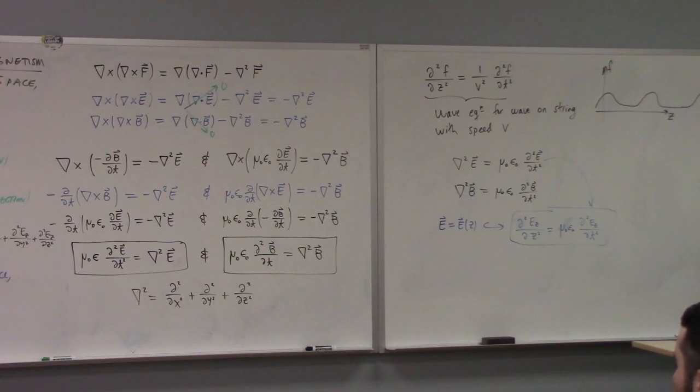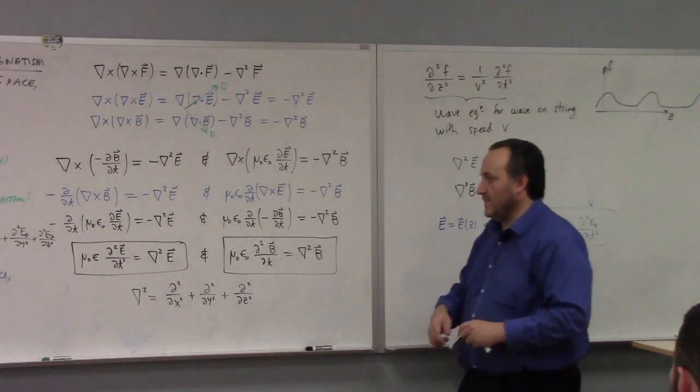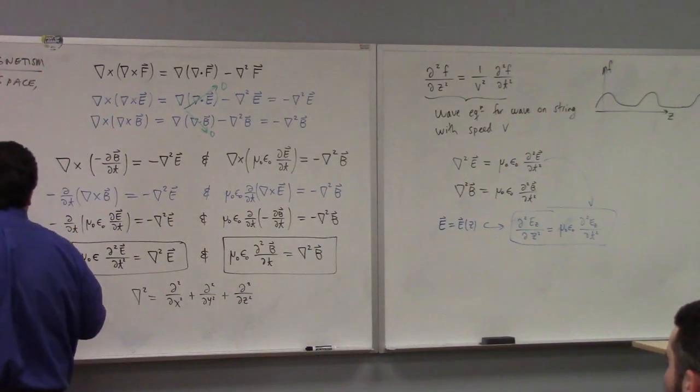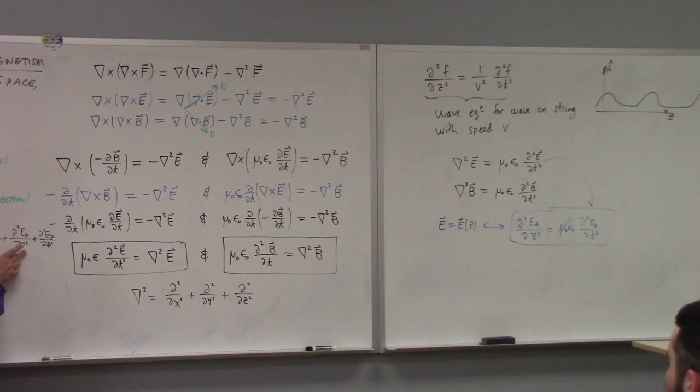Because that would just turn into partial squared e sub y, for instance, partial t squared equals 0, which is... Well, I'm just saying that these two things are 0, right? So I'm just left with that. But like down here is better.